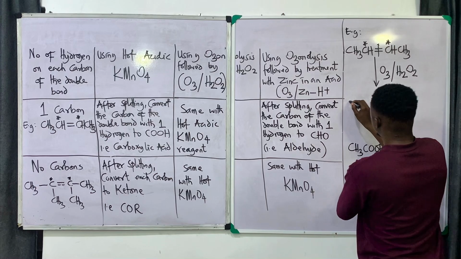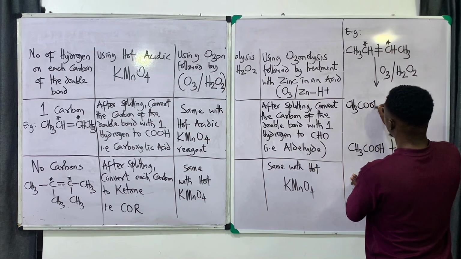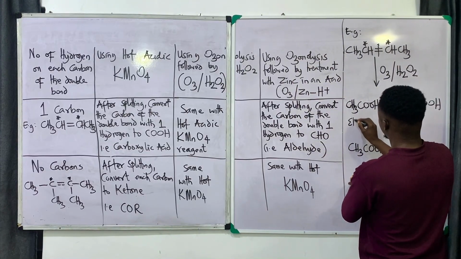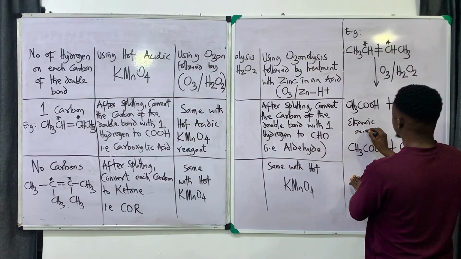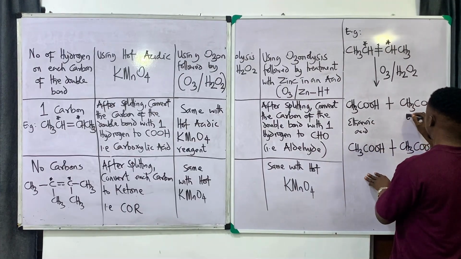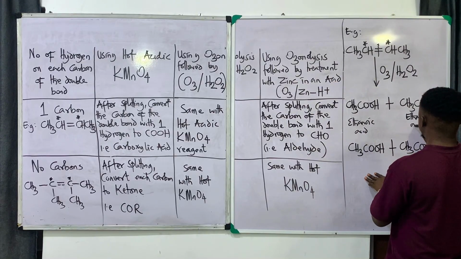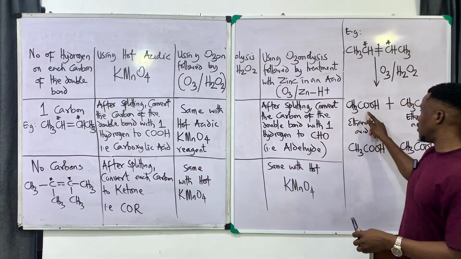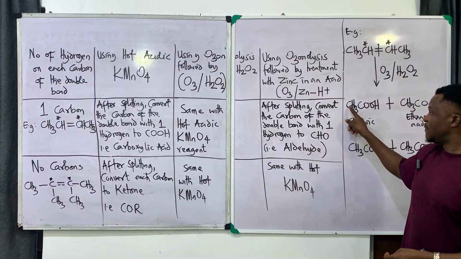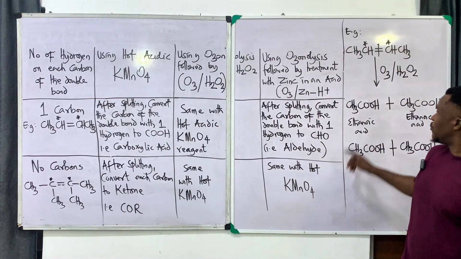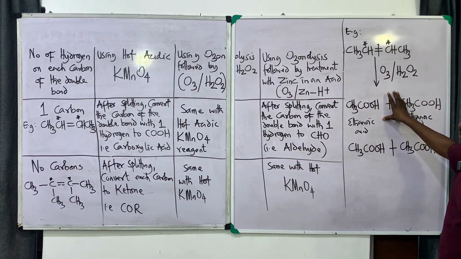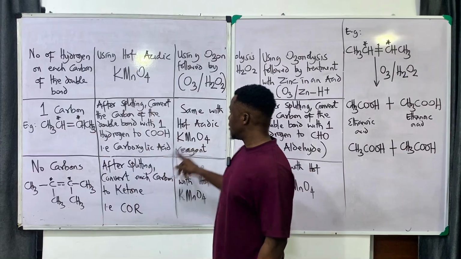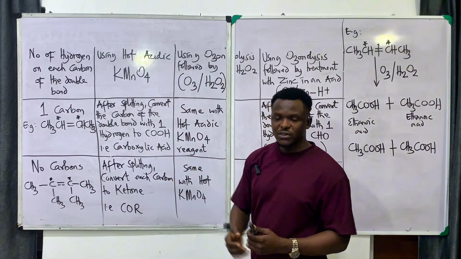So the product of this reaction now becomes CH3COOH plus CH3COOH. Now this is ethanoic acid, that's carboxylic acid. Now carboxylic acid is a general name for the compound that has COOH, but a specific name for the one that have two carbons is ethanoic acid. So now remember, this same product we are having here would have been the same if we had used hot acidic KMnO4, because hot acidic KMnO4 and this gives us the same answer.